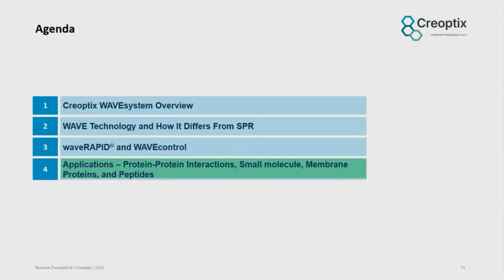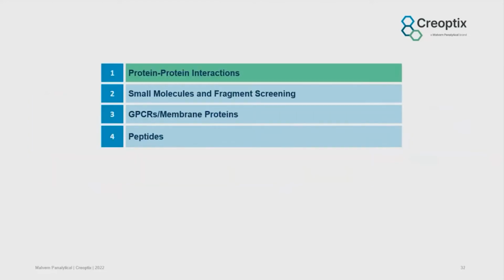So today I've prepared some applications that I think will be interesting to the Korean market. We'll start with some protein-protein interactions. We'll then talk a little bit about fragment screening and small molecules, some time spent on GPCRs and membrane proteins, and finally some words on peptides and how our customers are using these for label-free interaction analysis and being able to resolve the kinetic rate constants and the affinity for the interaction.